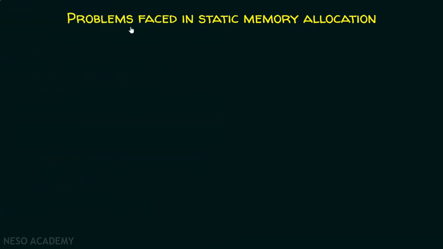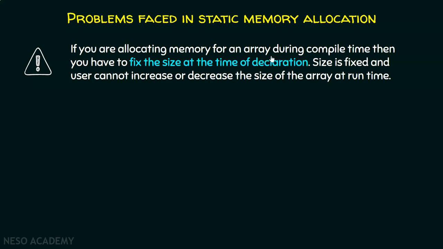Now there are certain problems which we face in static memory allocation. If you are allocating memory for an array during compile time, then you have to fix the size at the time of declaration. Obviously, there is the least flexibility because you have to fix the size at the time of declaration itself. Size is fixed and the user cannot increase or decrease the size of the array or any object at runtime.